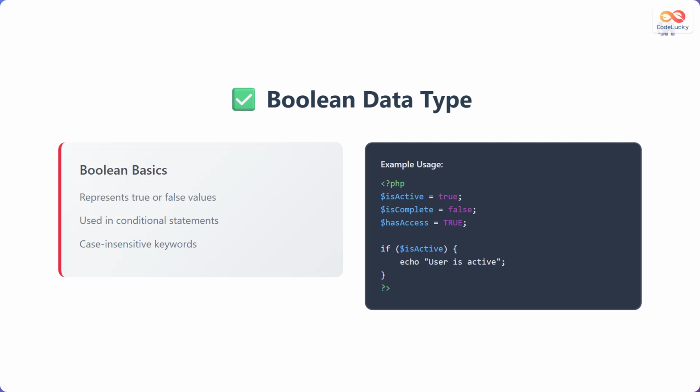In PHP, the keywords true and false are case-insensitive, meaning you can write them in uppercase, lowercase, or a combination of both. For example, the variable isActive is set to true, isComplete to false, and hasAccess to true, but in all caps. The if statement checks if isActive is true. If it is, the message "user is active" will be displayed.